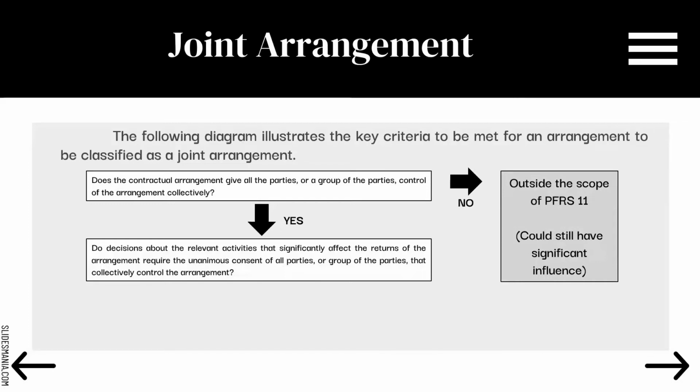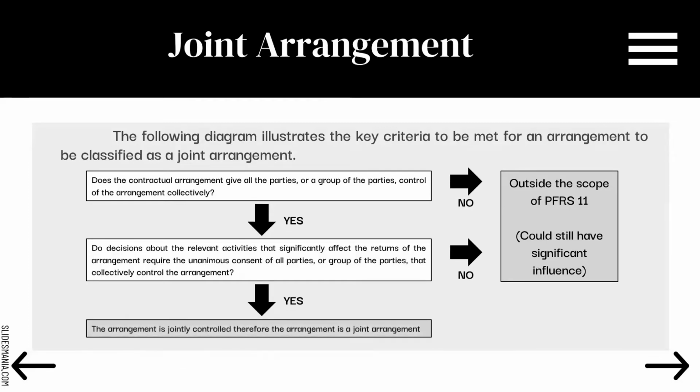So, andun na naman yung sharing of control, may unanimous consent. So if no, outside the scope of PFRS 11. And if yes, it is within the scope of PFRS 11. The arrangement is jointly controlled. Therefore, the arrangement is a joint arrangement.